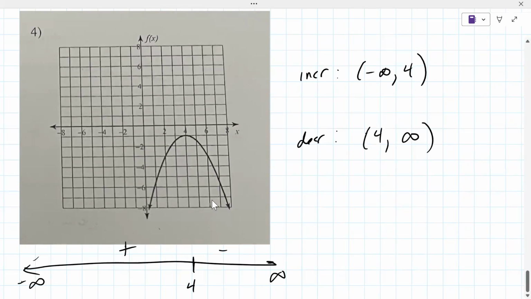It doesn't matter that the graph is going down forever. It might seem like, oh, that's important, but it's actually not. It has nothing to do with that. All right, let's look at number 5.